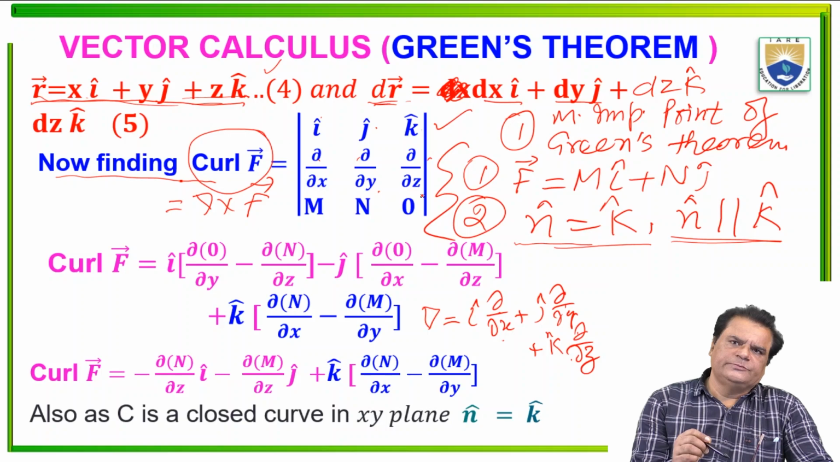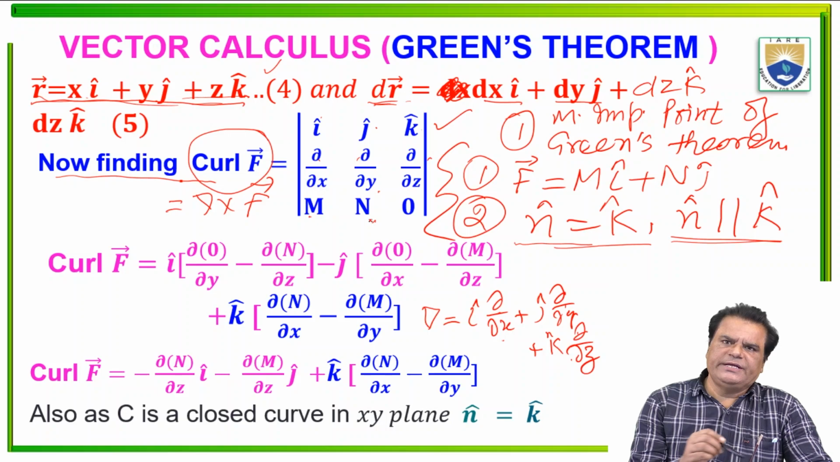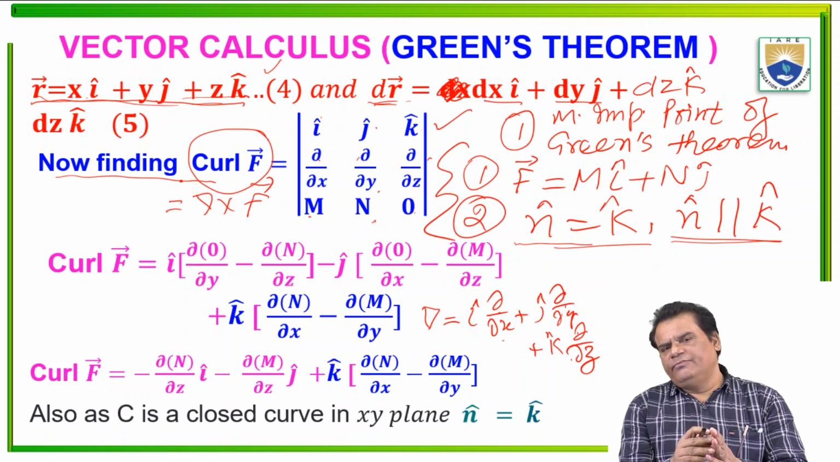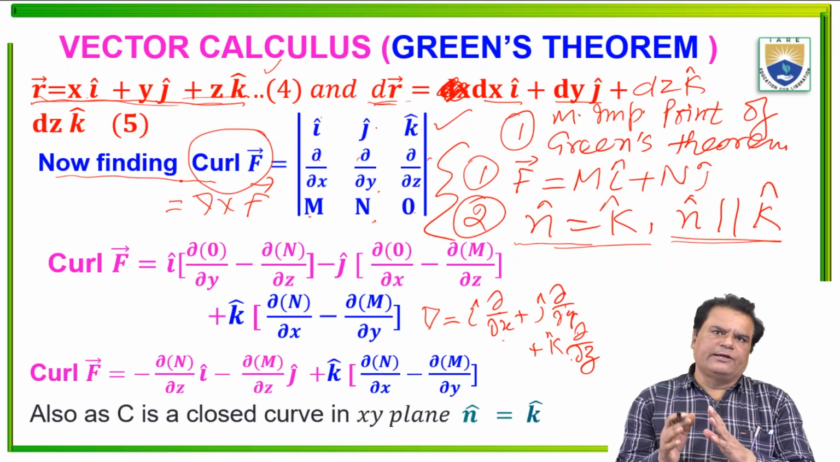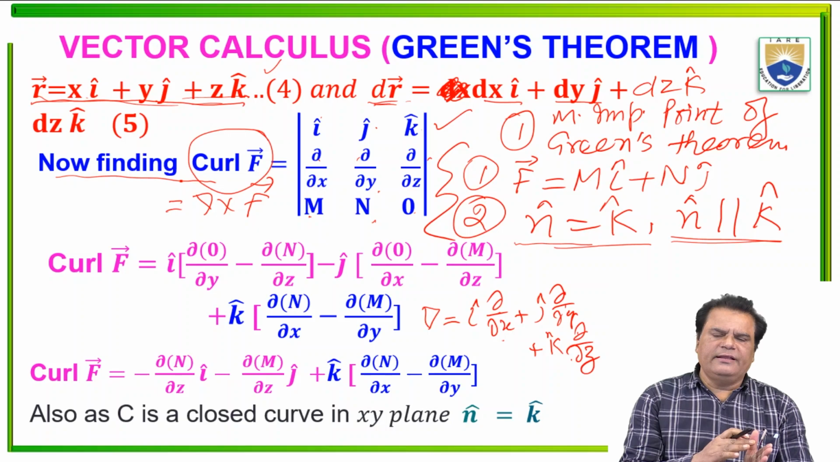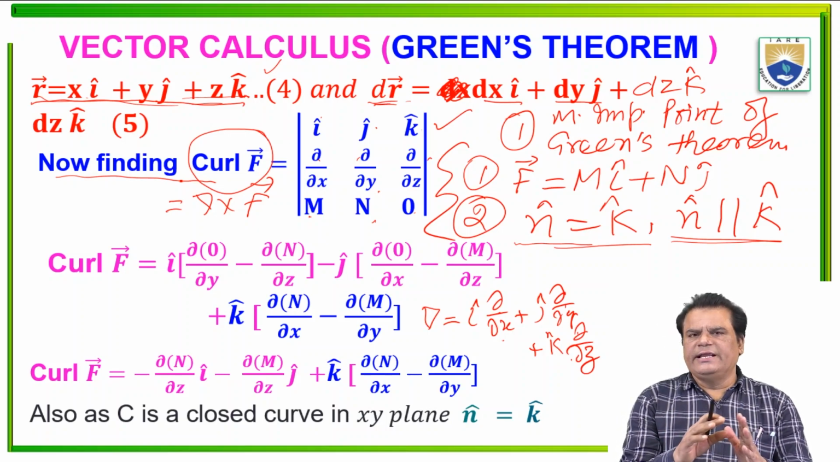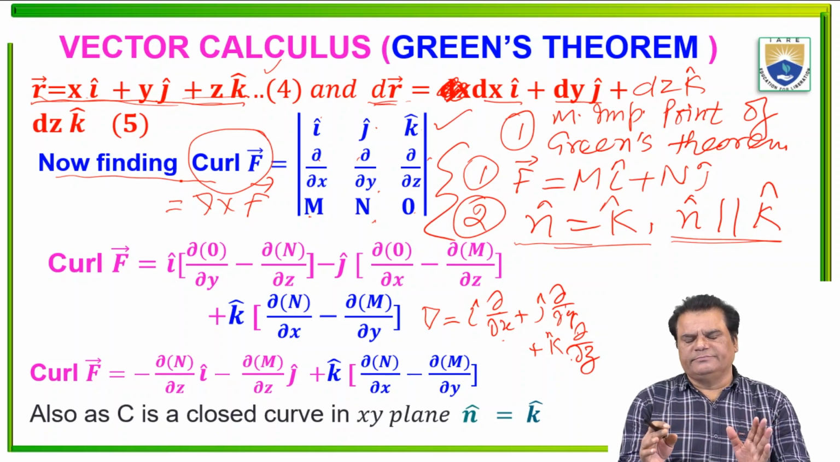Next is the F vector. In F vector, which is a two dimensional vector, the coefficient of I is M, coefficient of j is N, and coefficient of k is 0. So when we find the curl F, that is known as del cross F. Del is a vector and F is a vector. Both are three dimensional vectors, I, j, k.